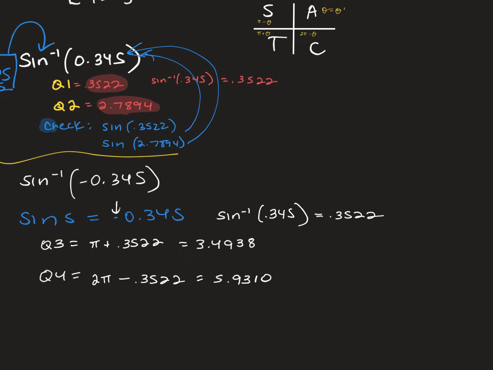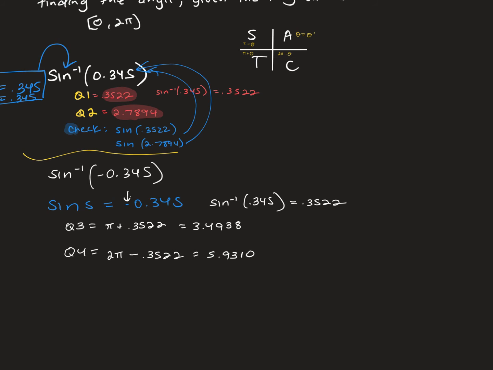And then also, why did you put sine of S equals negative 0.345? Why did you put sine of negative? Because to find the reference angle, we ignore the negative. The negative just tells us which quadrant to pick, but then to find the reference angle, we ignore that negative. Okay. So again, remember you can check these. To check, I'm going to do the sine of 3.4938 and the sine of 5.9310, and both of those should give me my question, negative 0.345.